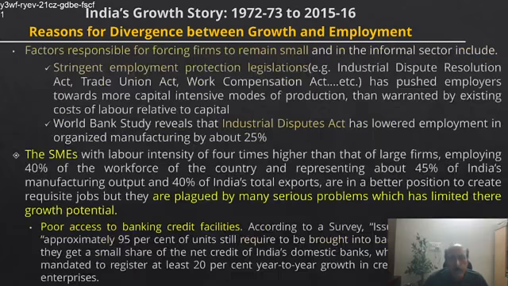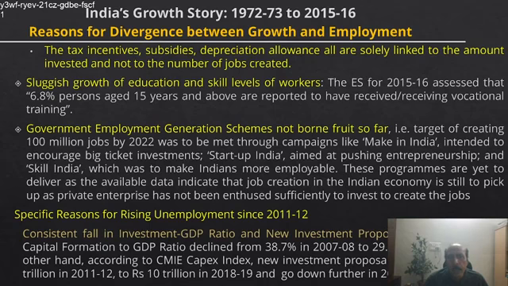And therefore, the government is also giving tax incentives, subsidies, depreciation allowance, all of which are solely linked to the amount of investment made by the enterprise, not the number of jobs created. Therefore, the benefits of tax incentives, subsidies, depreciation allowance, etc., are availed by the large-scale enterprises, and small-scale enterprises are not able to take the full advantage of these benefits. And therefore, a kind of dual system has developed in the industrial sector.